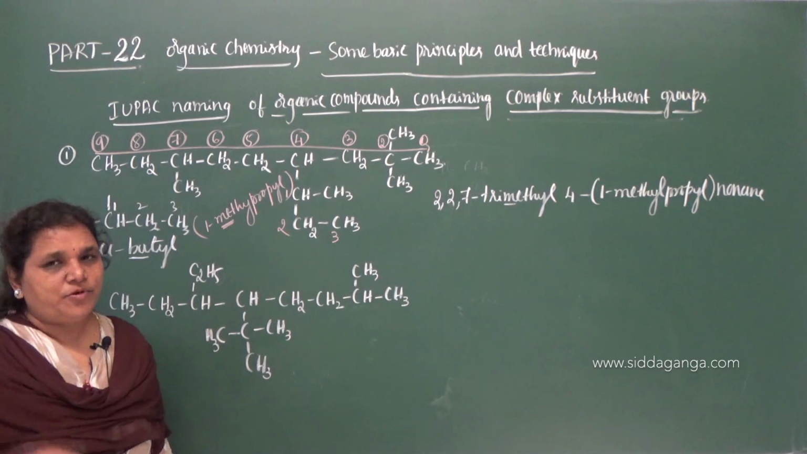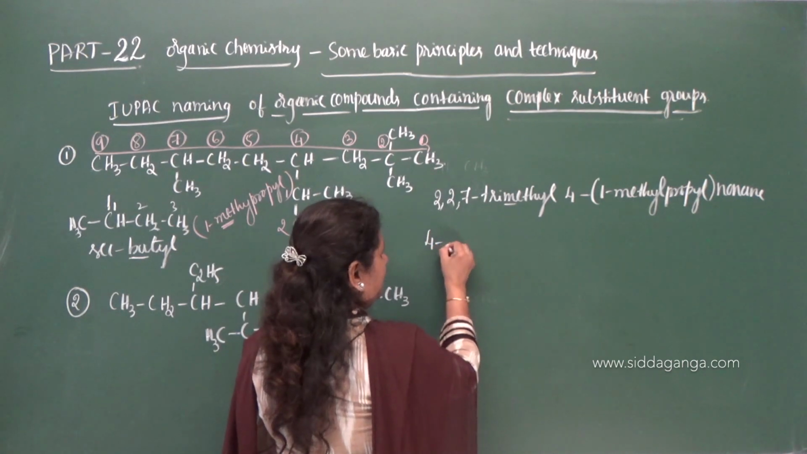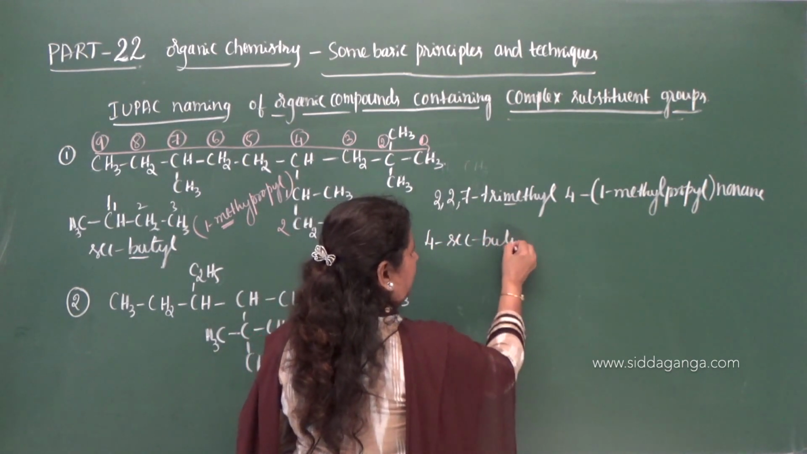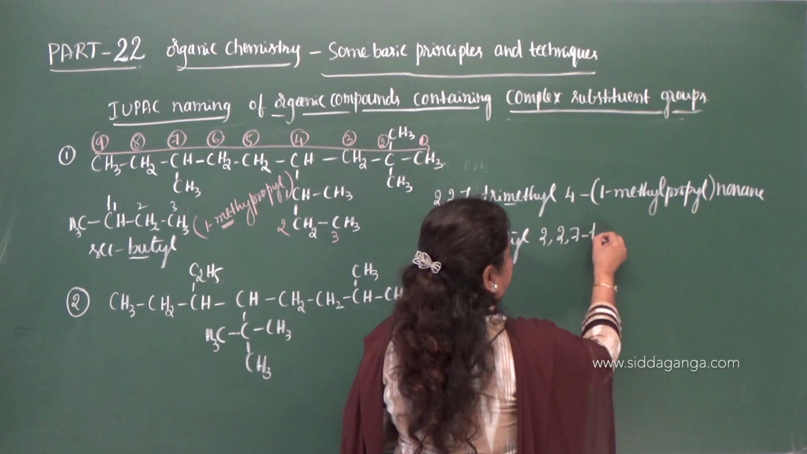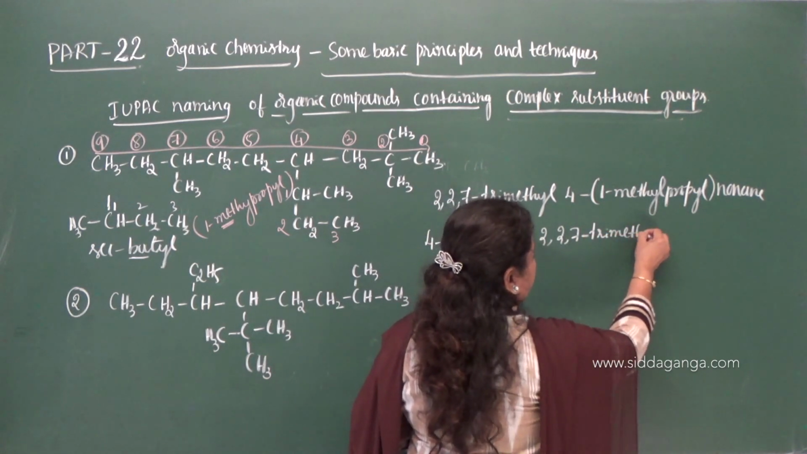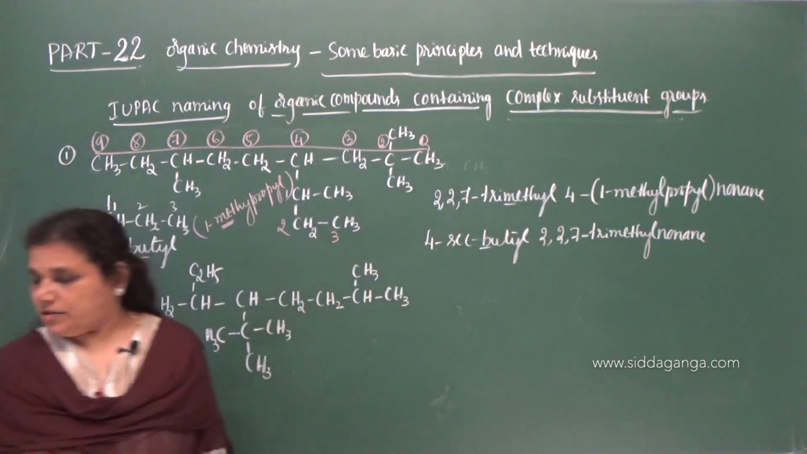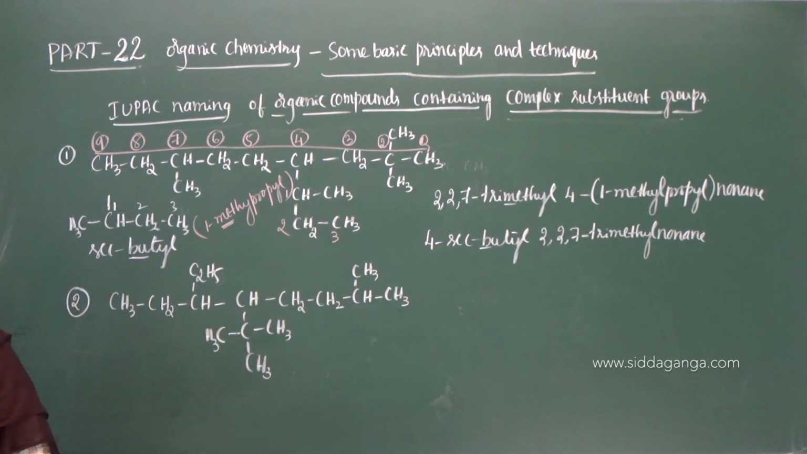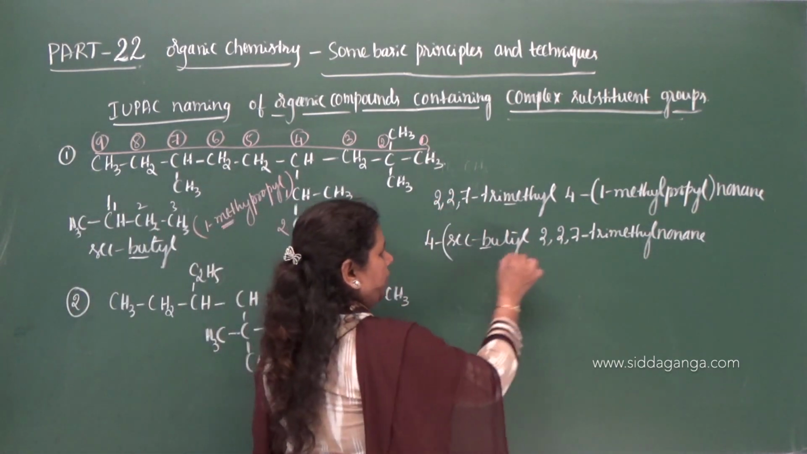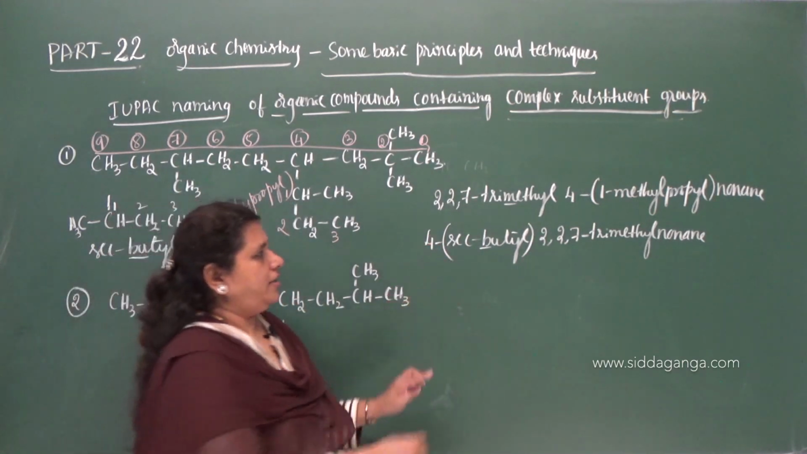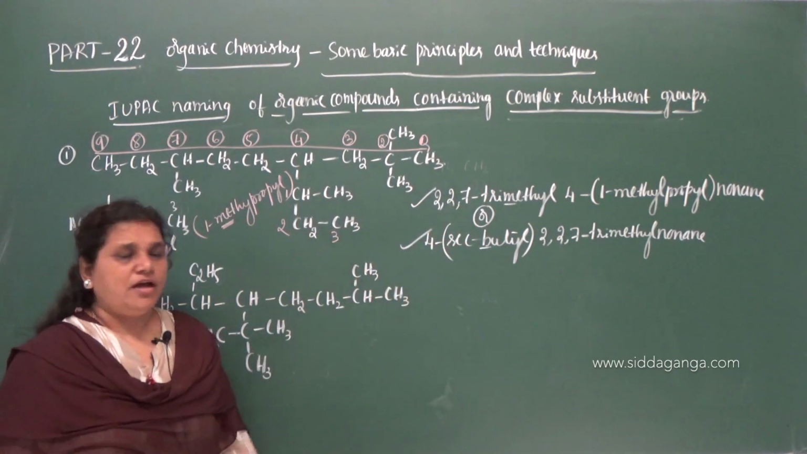If I take secondary butyl itself, then what is the name? The name is 4 secondary butyl, 2, 2, 7 trimethyl nonane. Trimethyl nonane. So this is the second name for this. Either you can use this or you can use this, and you have to take it in parentheses. So either this name you can give or this name you can give. So you can use the trivial name.